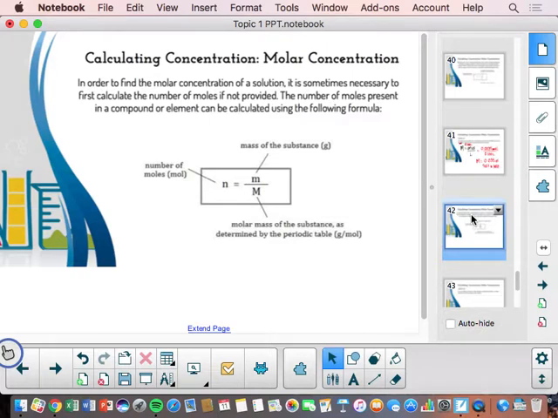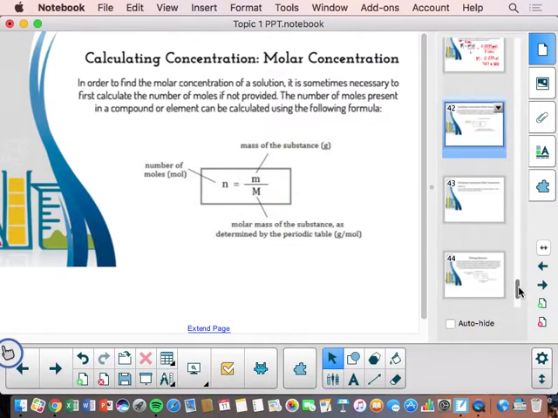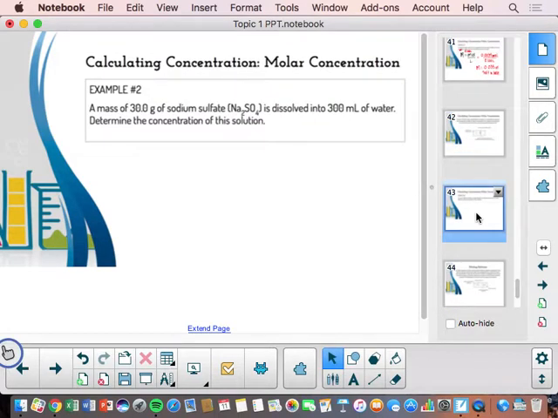So sometimes it says here that if we want to find the molar concentration, sometimes we have to change something into moles if it's not provided. The number of moles present in a compound or element can be calculated using this formula: n is equal to the mass divided by the molar mass of the substance. You can find the molar mass of a substance on the periodic table. This is something you did do in Science 10. Let's do a practice of it.